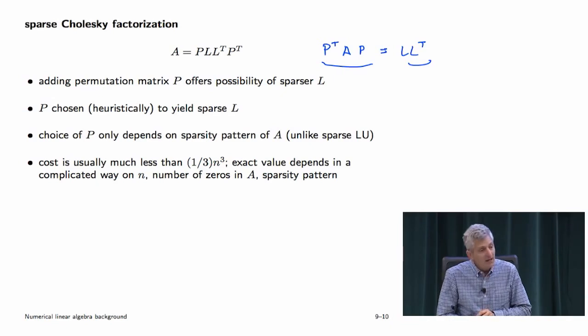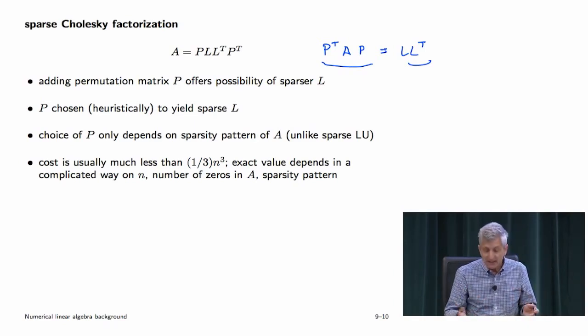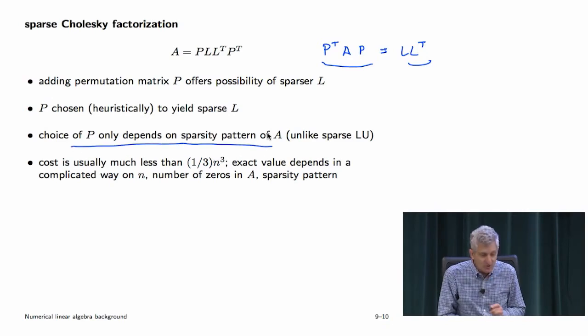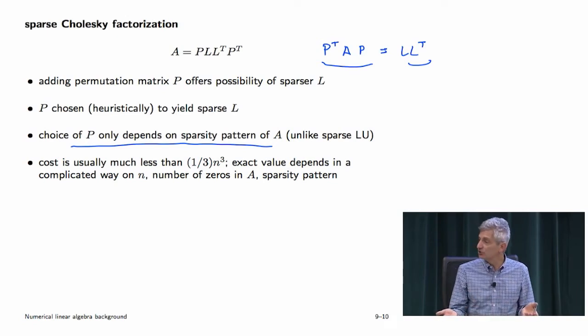Now, unlike the sparse LU factorization, where you're actually choosing P1 and P2 as you factor the matrix, because you're looking at entries and you want to avoid numbers that are too small if you're going to divide by something, here it turns out that P can be chosen entirely on the basis of the sparsity pattern of A. So you take the sparsity pattern of A. You don't even have to know what the numbers are. You can make a graph out of it. That's a very common thing. And then you choose an elimination ordering, right?